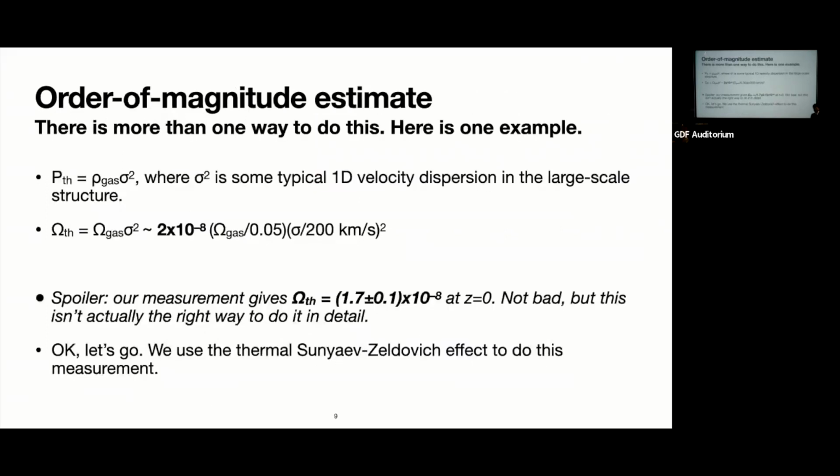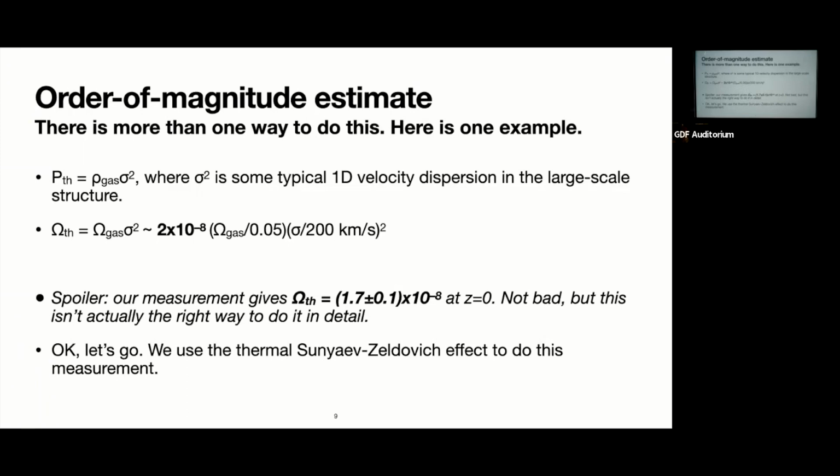All right. Then let's do an order of magnitude estimation, right? That's what we're supposed to do always. So the thermal energy density, or the thermal pressure, is given by the mass density in gas times the one-dimensional velocity dispersion in the largest scale structure. So let's plug in something like sigma of 200 kilometers per second, a pretty decent value for lambda CDM cosmology, omega gas of 0.05. Let's say all the baryons are ionized and thermalized. Then you get something like 2 times 10 to the minus 8. Our measurement is 2 times 10 to the minus 8. Okay, so it's kind of nice.